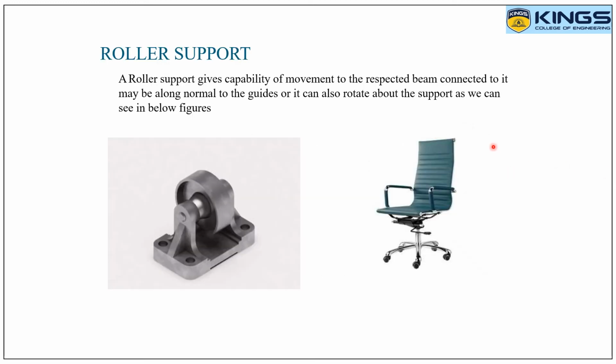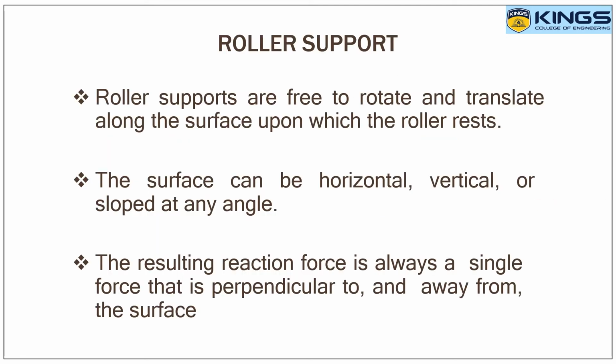And then roller support. A roller support gives capability of movement to the respective beam connected to it, maybe along the normal to the surface, or it can also rotate about the support, as we can see in the figures below. So this is a roller support. As we can see, above this roller, whatever beam is provided, it can provide translation movement. And this is also another example of a roller support, a rolling chair or an office chair, so that it provides translatory motion from one place to another by means of rotary motions.